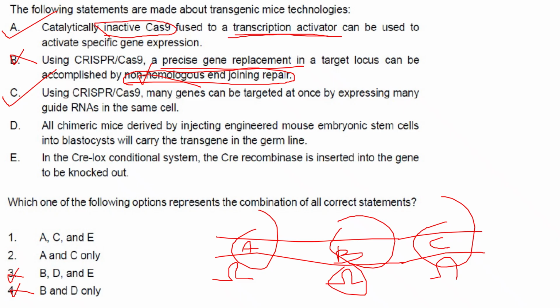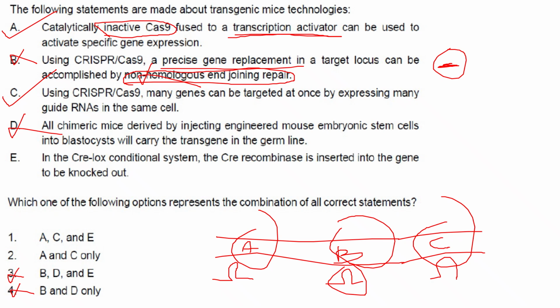Now the next one: all chimeric mice derived by injecting engineered mouse embryonic stem cells into a blastocyst will carry the transgene in the germ line. No, that is not correct. See, now you have embryonic stem cells with your target gene, your gene of interest, and you want to introduce them into the blastocyst. These embryonic stem cells with the gene of interest will be injected into the mouse blastocyst.